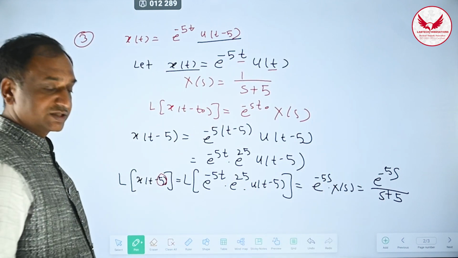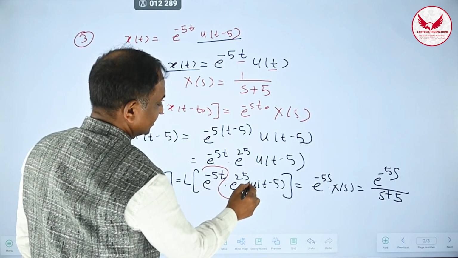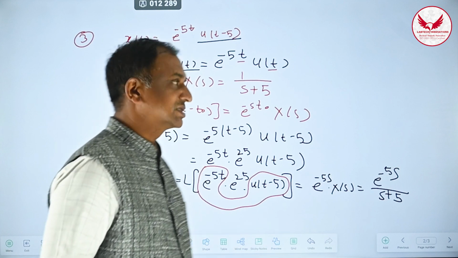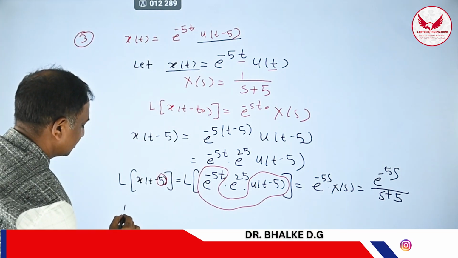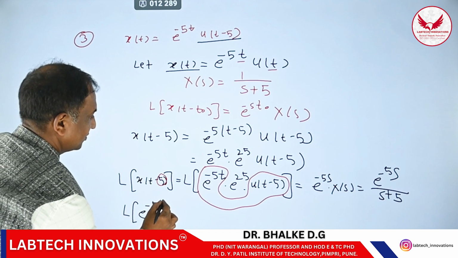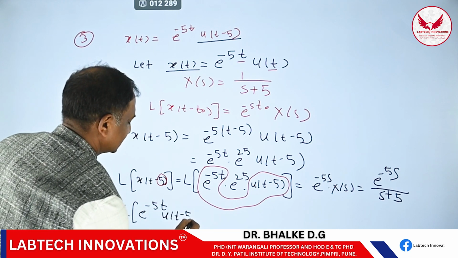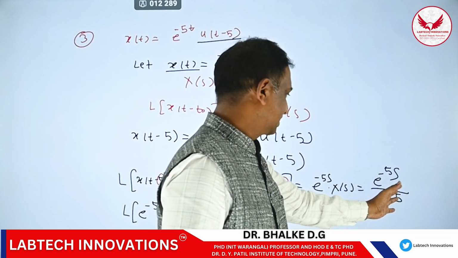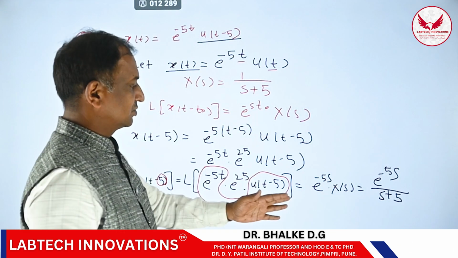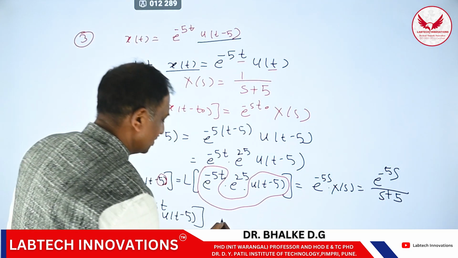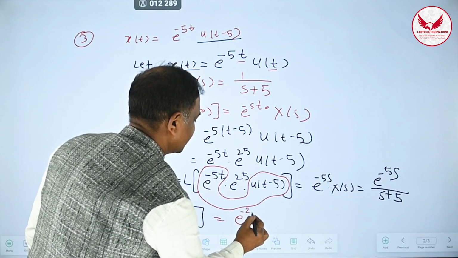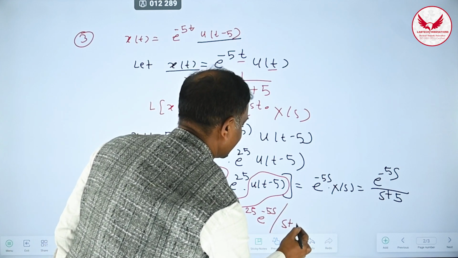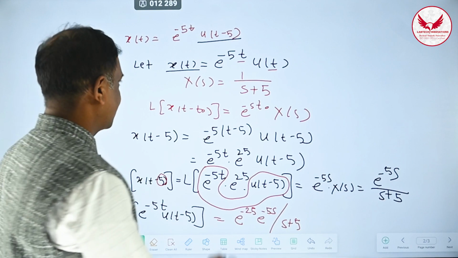But I have been asked to find the Laplace transform of e raised to minus 5t and u of t minus 5. So e raised to 25 is the additional term. I will take this additional term to the other side, so it comes to the denominator as e raised to 25, and for the numerator e raised to minus 25. So the Laplace transform of e raised to minus 5t into u of t minus 5 is equal to e raised to minus 25 into e raised to minus 5s divided by s plus 5.